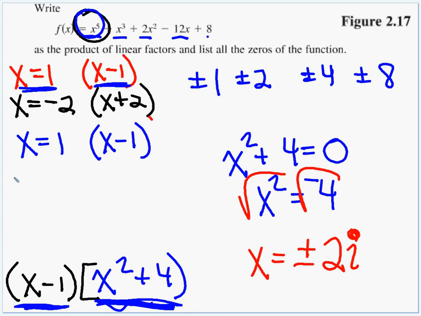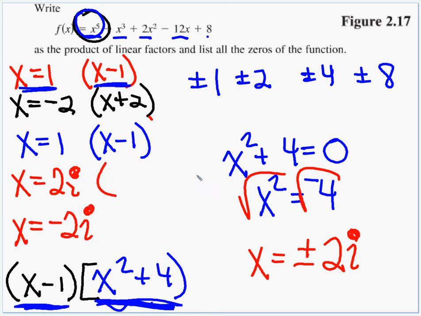So back over here to our list of solutions, we have x equals 2i and x equals negative 2i, because they do always come in pairs. And to turn those into factors, we would make that an x minus 2i and an x plus 2i.